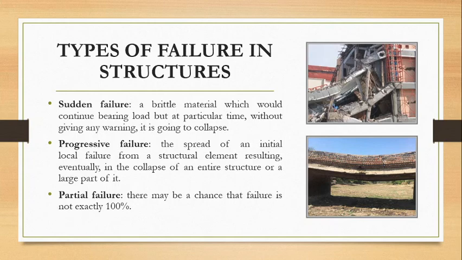And then the third type is that there is a possibility that the failure that took place in a structure is not 100%. So half of its failure was sudden and half of it is progressive failure. So the combination of these two becomes a partial failure of a structure.